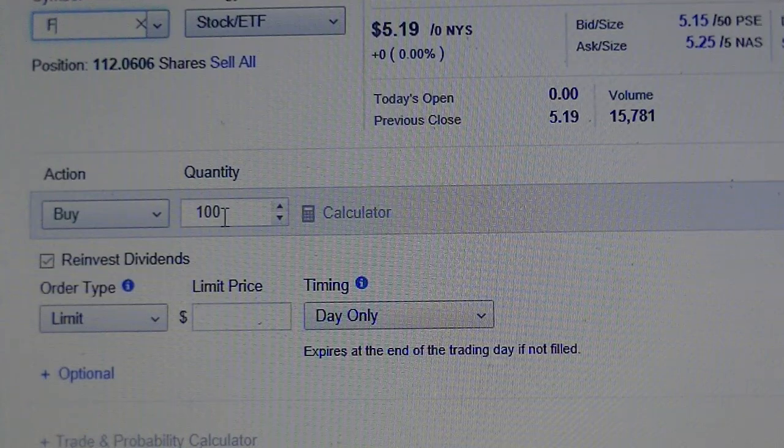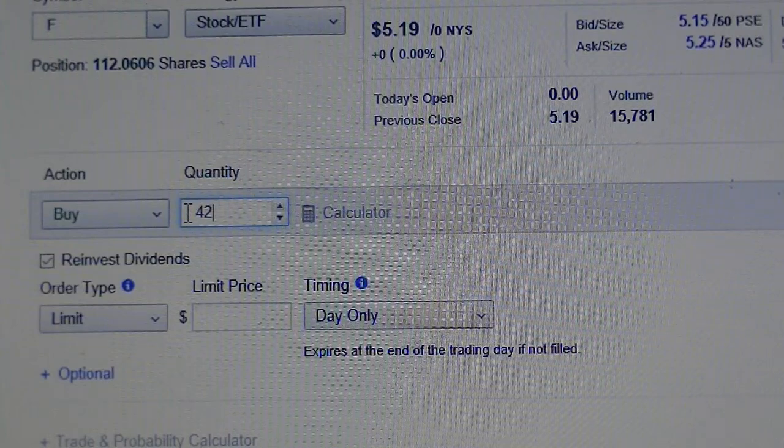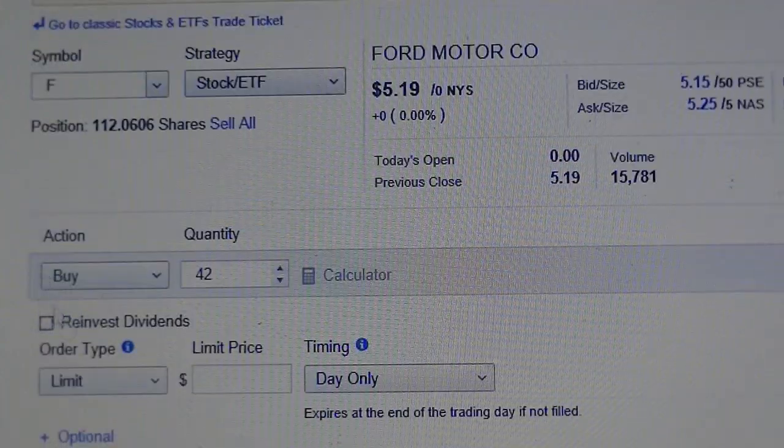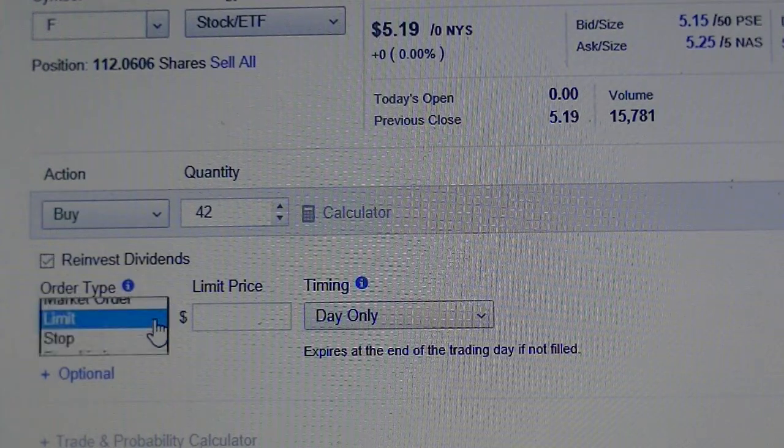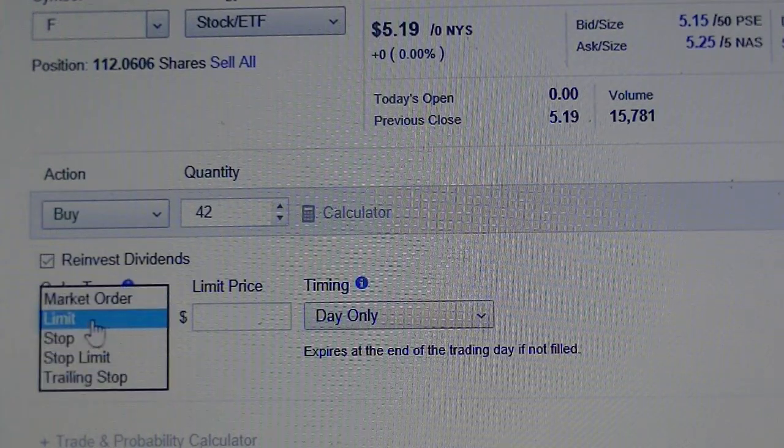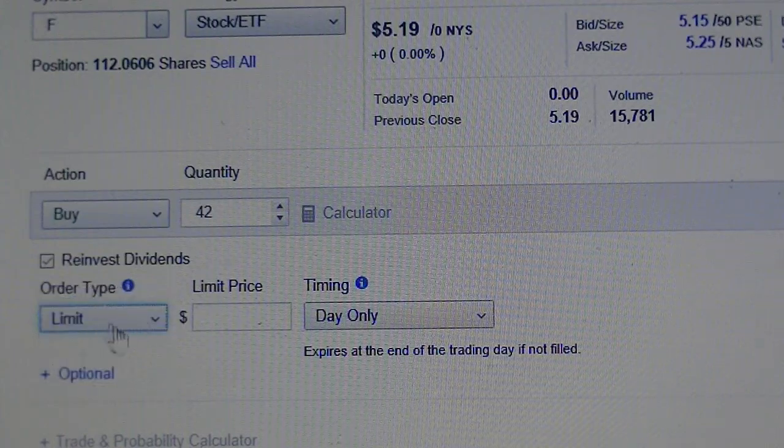So I'm going to put 42 shares here, and reinvest dividend is selected. I can select it or deselect it, but I'm going to select it. And limit order, let's click on that. It'll give you options. I like to use limits, stop limit, trailing stop. So with a market order you'll buy at the price it's selling, but I'm going to use limits.